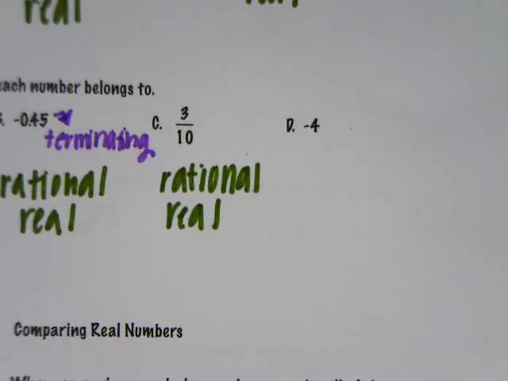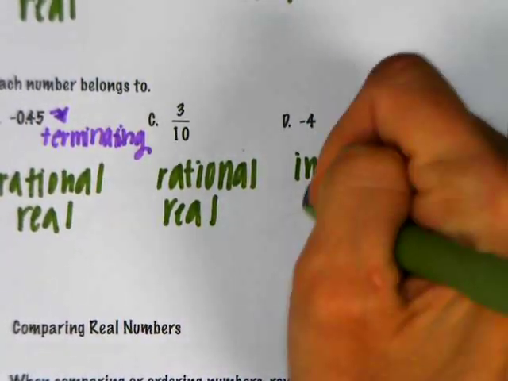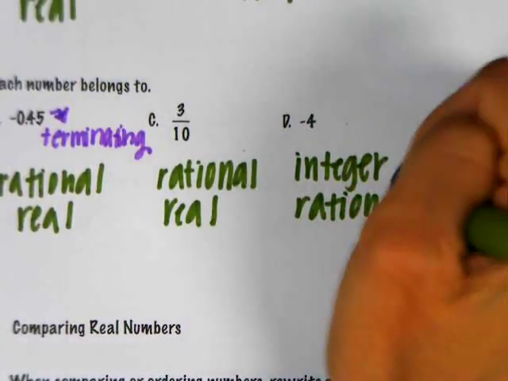All right, and then -4. So it is a whole number, but it's negative. So what's the first spot that negative whole numbers are allowed? Integer. Yep. So it's going to be an integer, and also rational, and real.